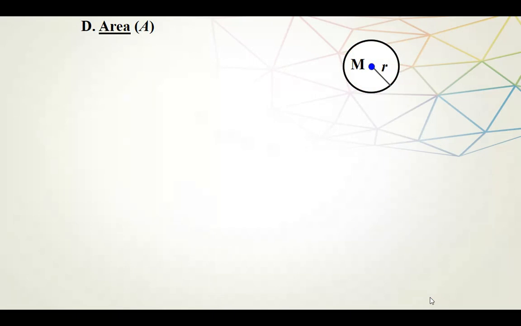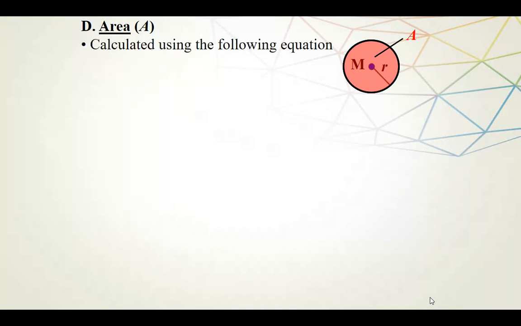The area of a circle just represents the region which is enclosed within my circle. So I've just shaded that in with red in this picture. So how much of the region is enclosed within your circle. To calculate the area of a circle, we can use the following equation.